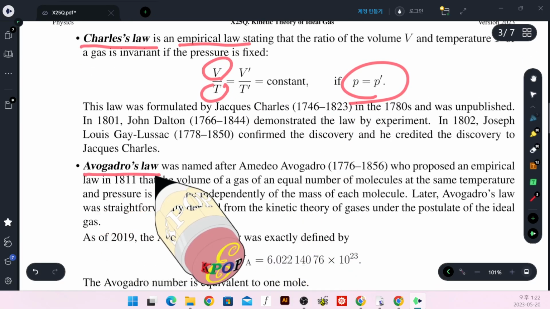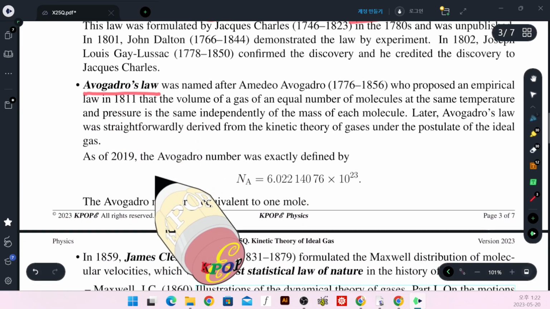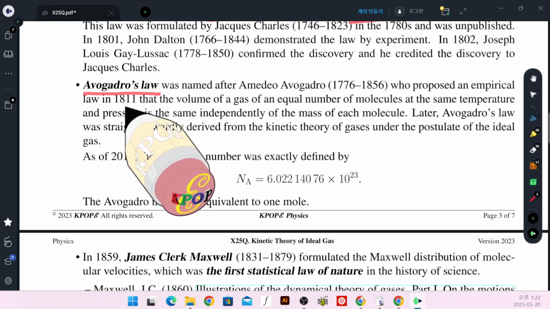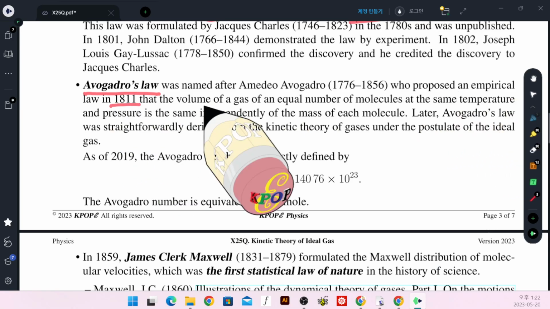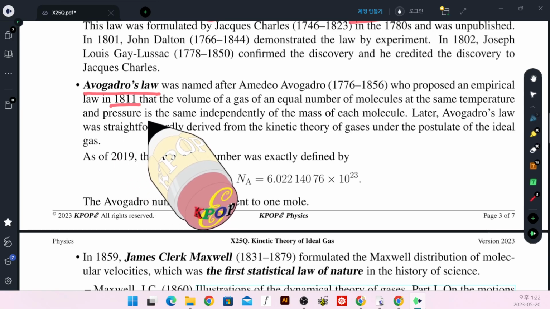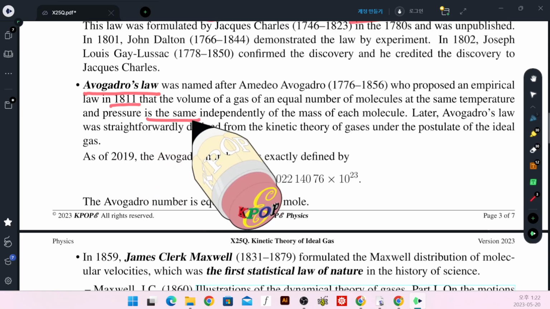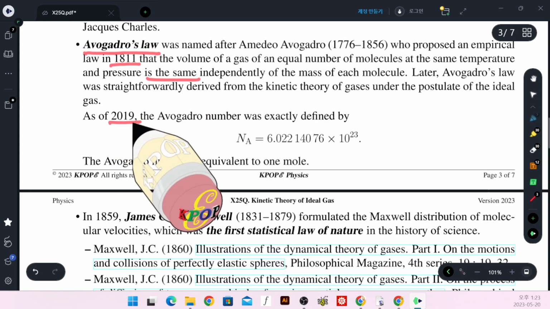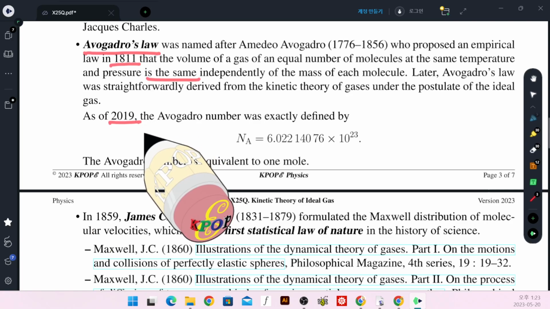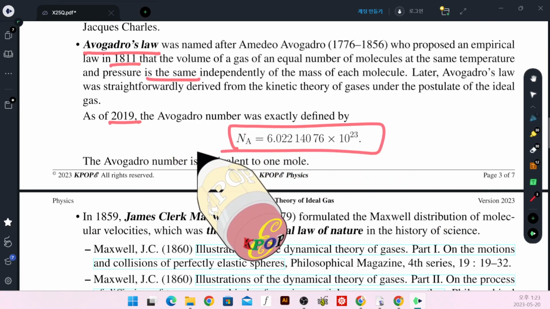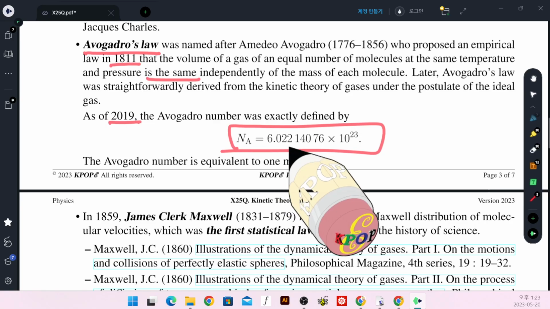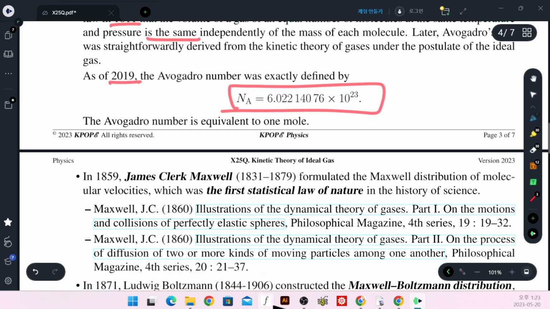We have Avogadro's law, and let's read it through. Who proposed the empirical law in 1811? The volume of a gas of an equal number of molecules at the same temperature and pressure is the same. And in 2019, the new SI definition appeared. The Avogadro's number is exactly defined as this number. It is an exact number.